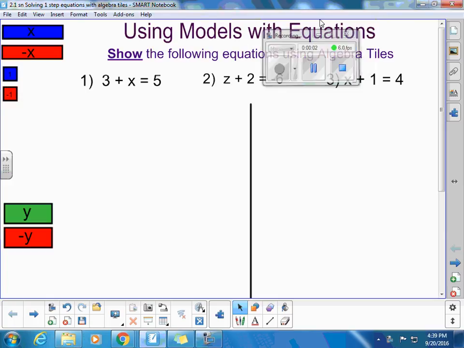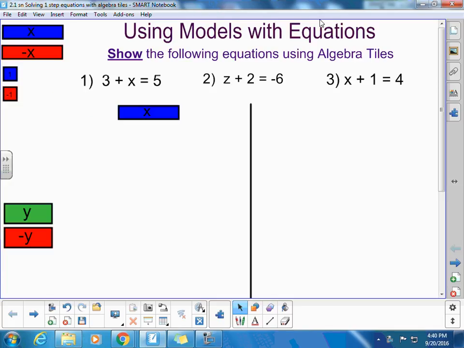All right, here is where algebra tiles are really going to start to come in handy when we want to solve equations. So we are going to solve some equations using algebra tiles. First, remember we have to build them. So we have x plus 3, or 3 plus x on this side. Now on the other side, we have to put 5. So 1, 2, 3. The line represents an equal sign, 4, and 5. So this is equals.